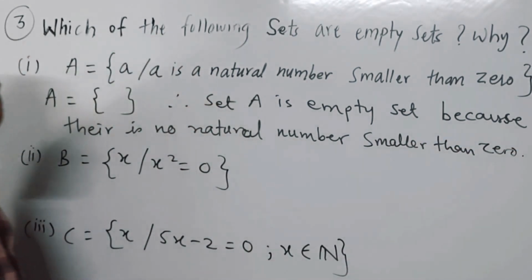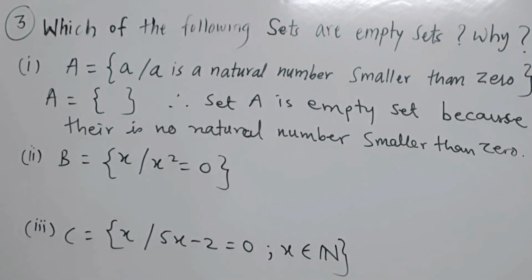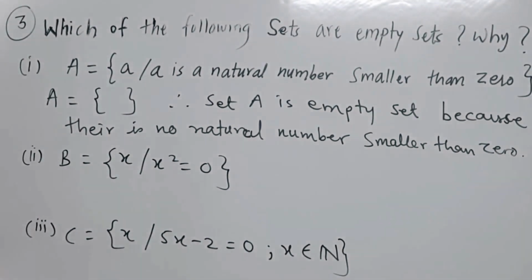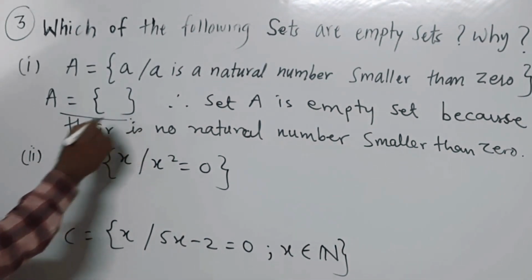Natural numbers start from 1, 2, 3. So there is no natural number smaller than 0. So A is an empty set.